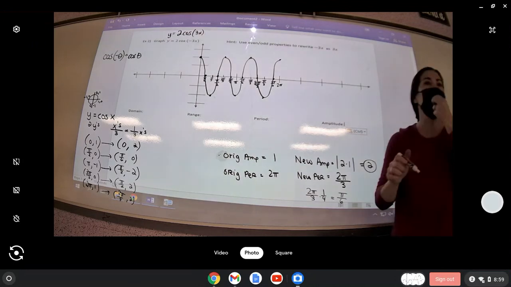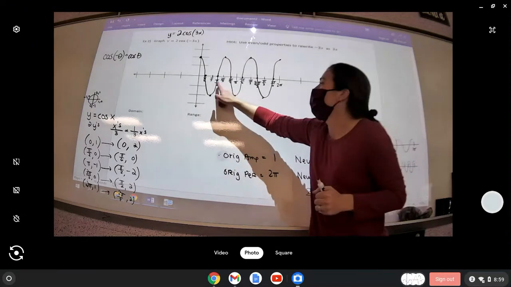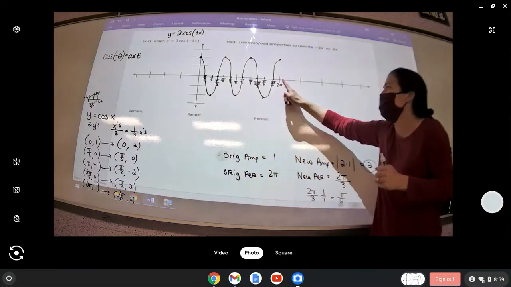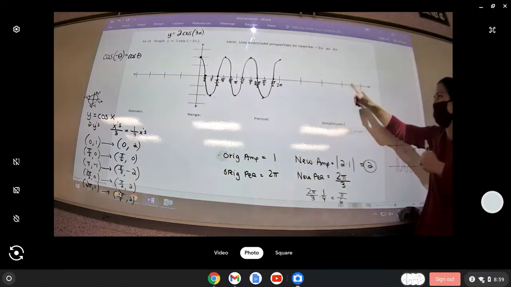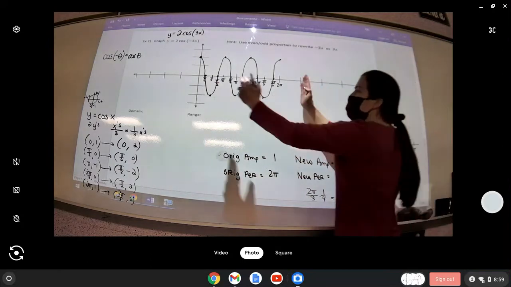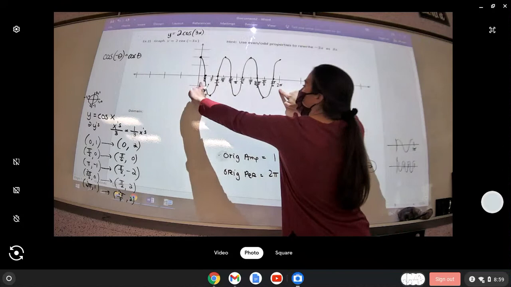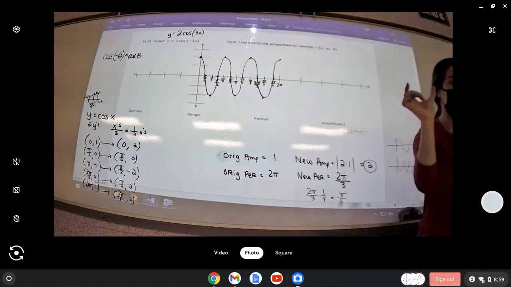All right, now again, in the future, guys, I would just label 1 pi over 6, 2 pi over 6, 3 pi over 6, 4 pi over 6, 5 pi over 6, 6 pi over 6, 7, once you know your increment. I just wanted you guys to see how it really does shrink it in the original period, okay?